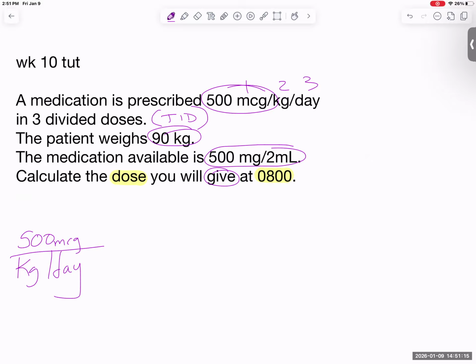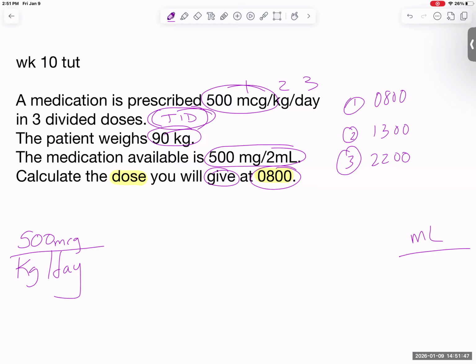What do you think I'm solving for? Milliliters. Milliliters over what? Per dose. So it's asking me to calculate the dose that I'm going to give at 8 a.m. So 8 a.m. is one of those TIDs. Maybe he's getting a dose at 8 a.m., then a dose at 1300, and then a dose at 2200. That's 1, 2, 3 times a day, right? But we want to know how much we're going to give for the 8 a.m. dose.